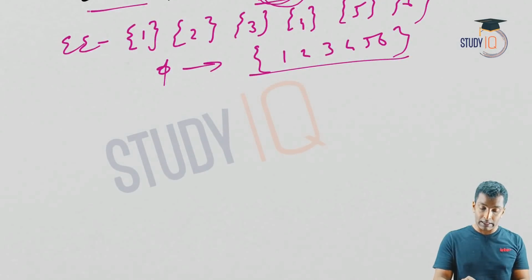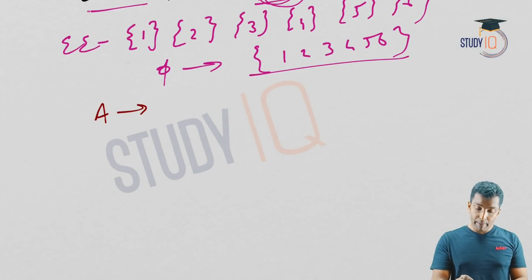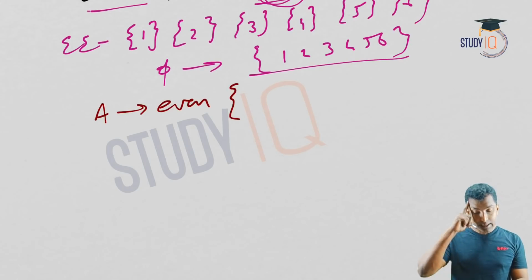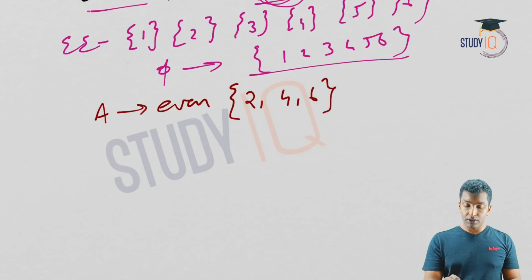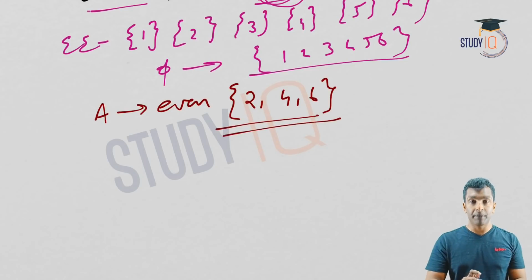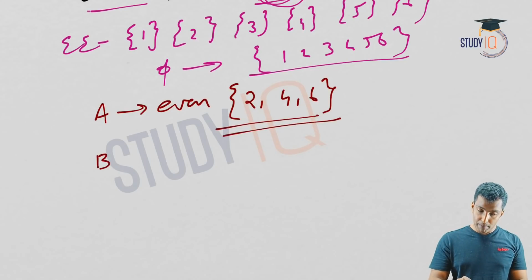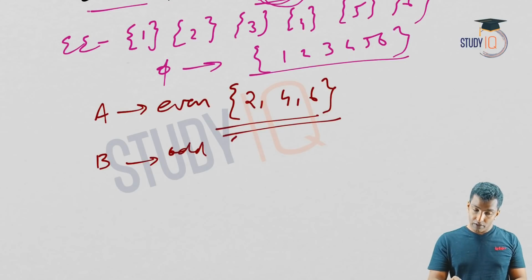Let's define a few events. Event A means, if I tell you, getting an even number on the die. So what are the events possible? It can be 2, 4, 6. So this is one event. Okay, if I define event B as getting an odd number when you roll the die, 1, 3, 5.